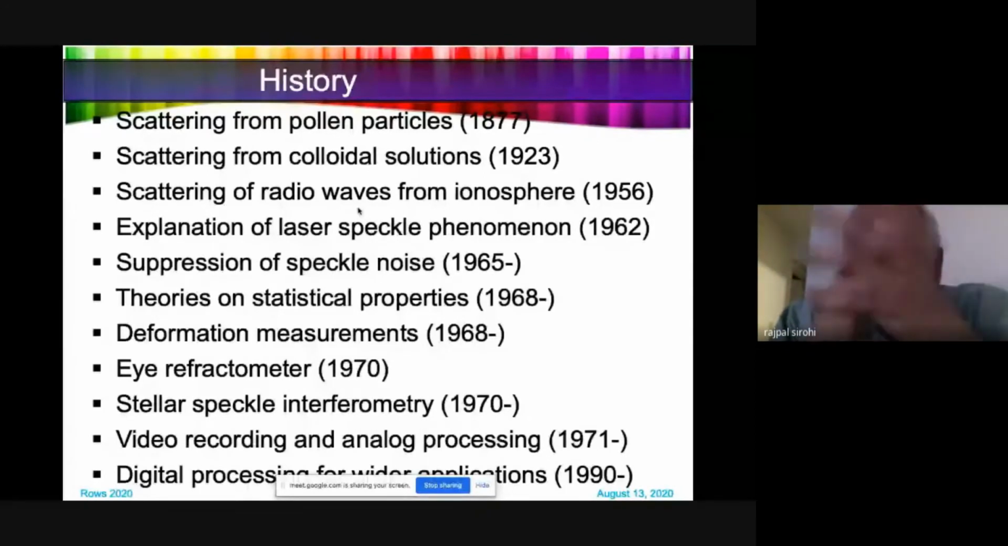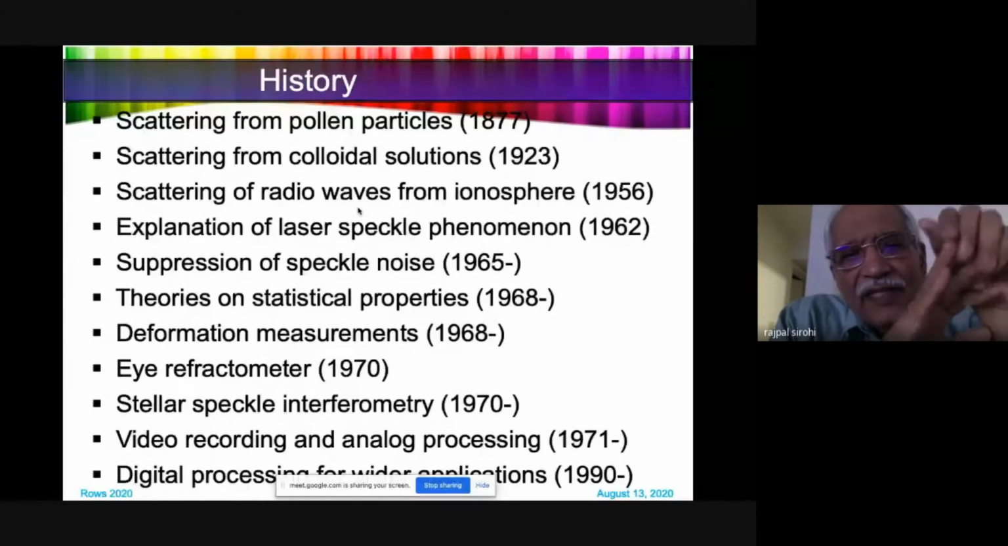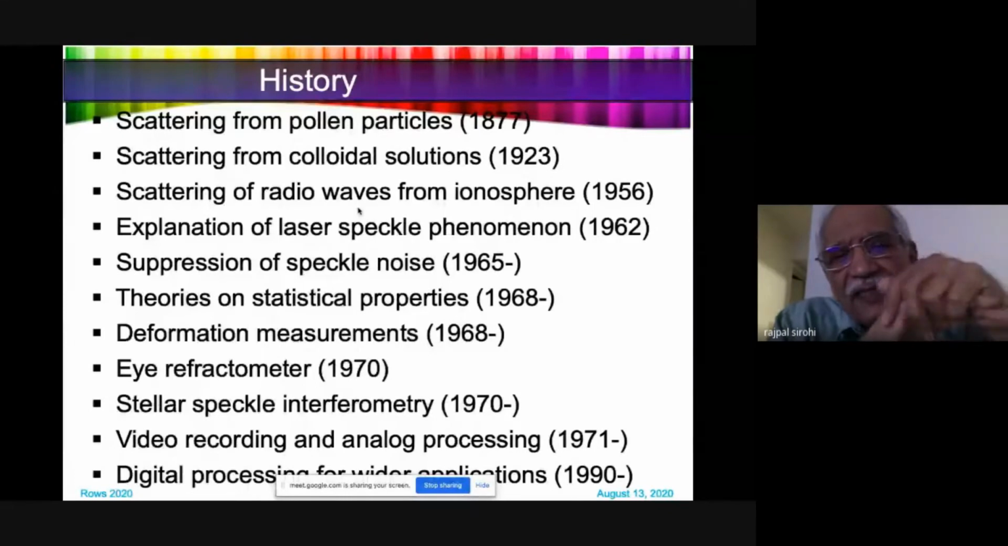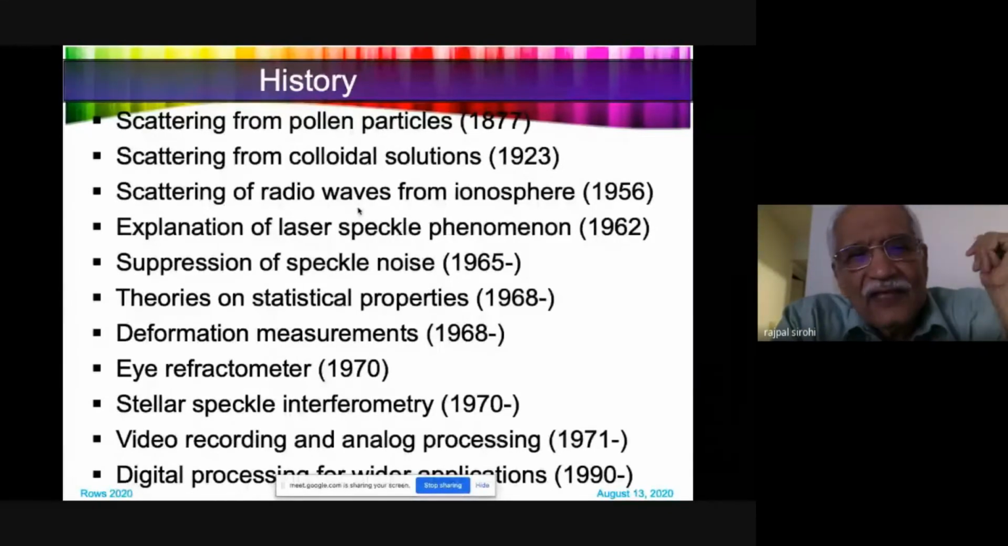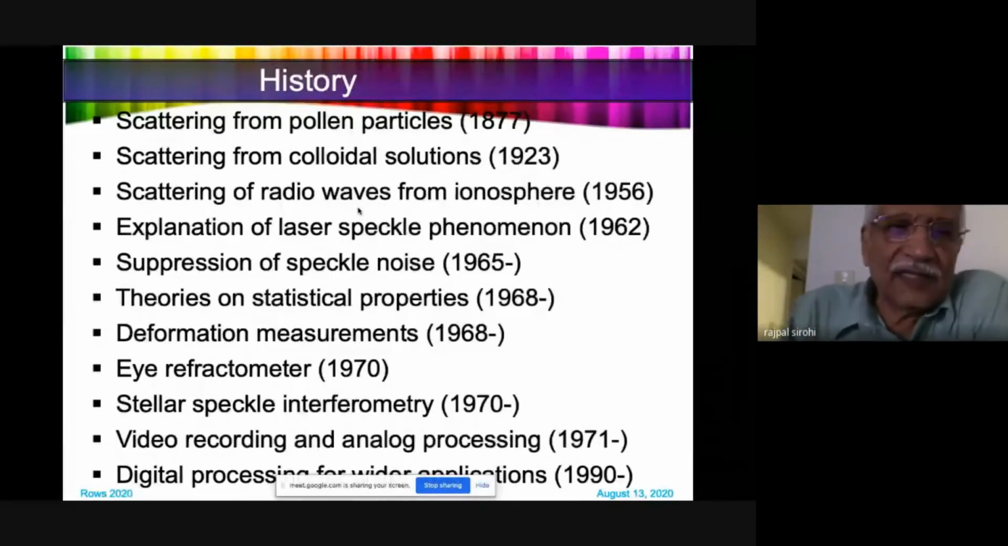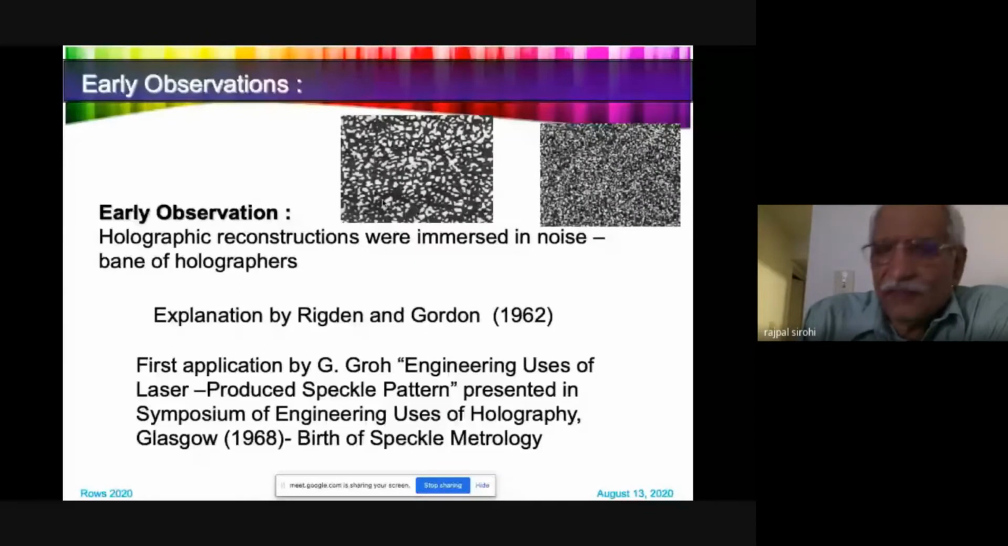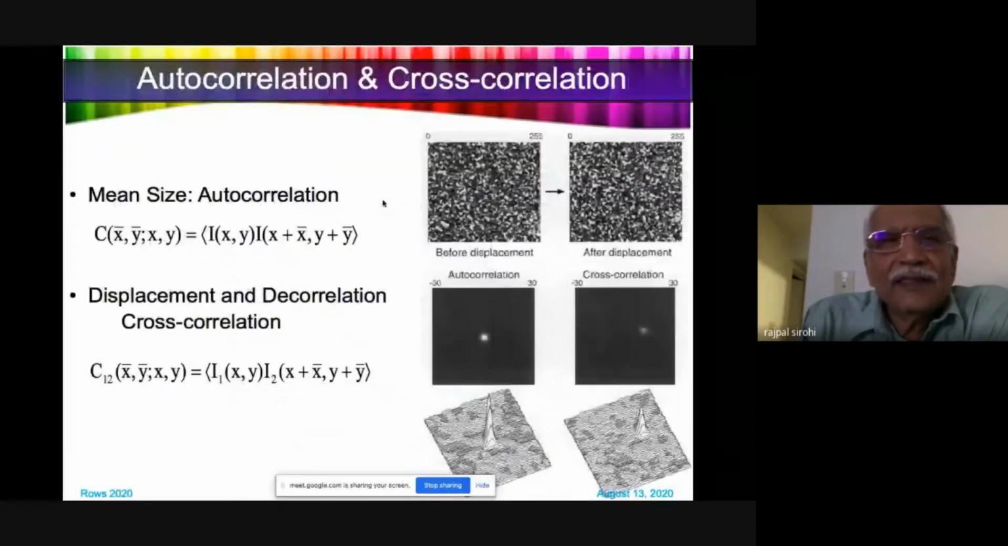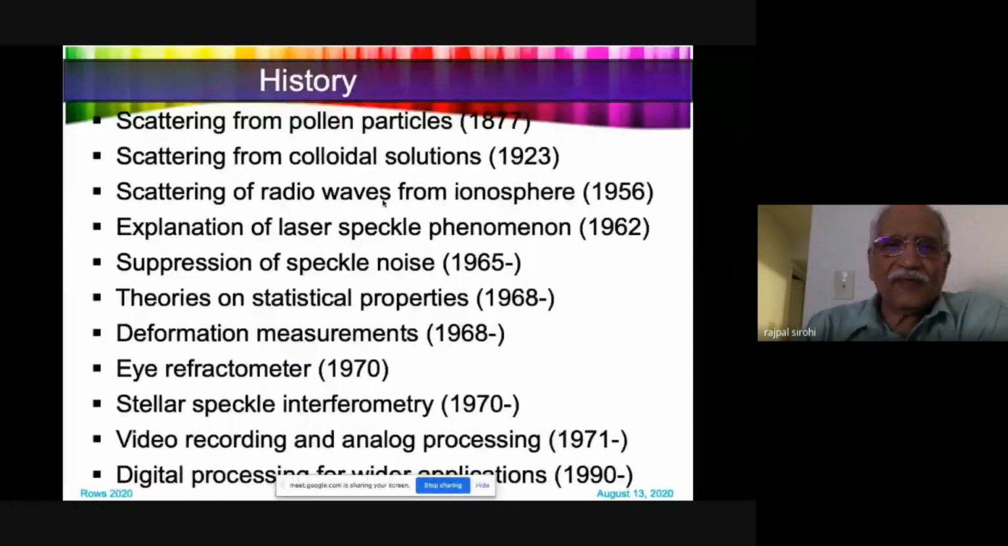In 1968, it came up for the first time that we could utilize it for measurement. An application of that one as an eye refractometer was patented in 1970. Then speckle interferometry was used to compensate for the atmospheric turbulence. Earlier, the recording was video recording, analog. That continued from 1971 to the 90s. And later on, it became digital.